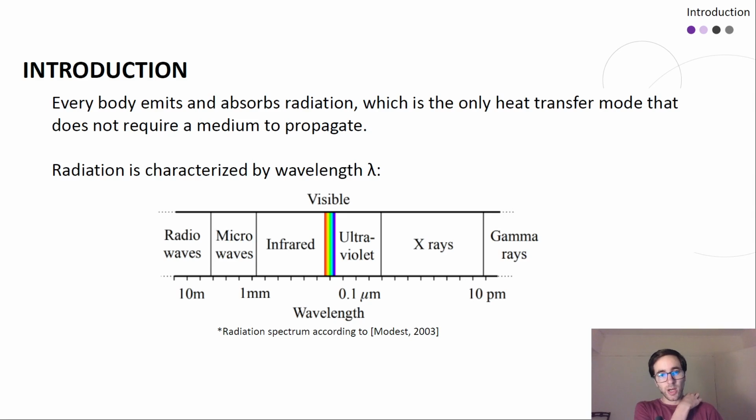We have a very wide spectrum of radiation in which only a small part is the visible part of radiation, which is also known as light, right? But there is also a lot of other parts of the spectrum, for example, the infrared or the X-rays, which are in a shorter wavelength.